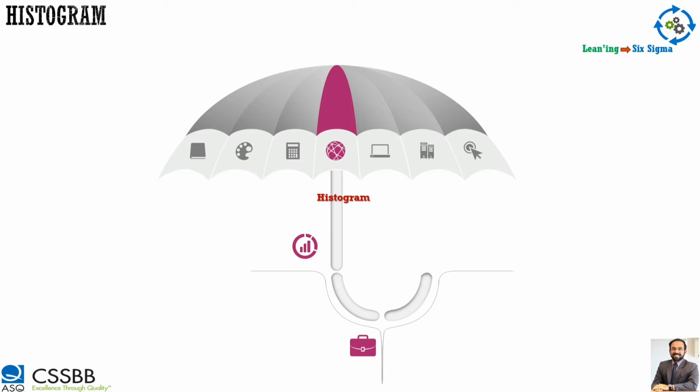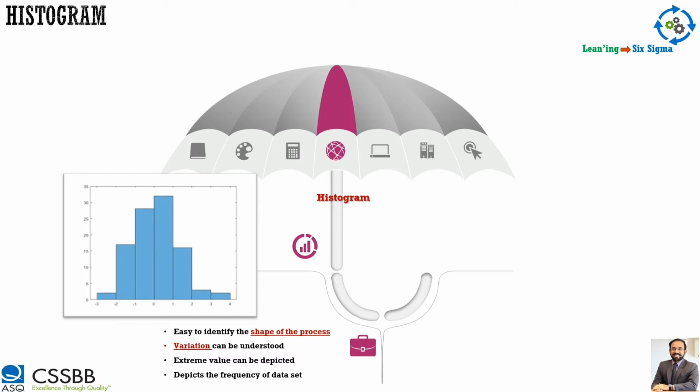Let's look at the next one, histogram. I have used the same set of data that I showed you during the control chart, and histogram gives you more. A control chart cannot show the shape of the process. Histogram shows the shape of the process, whether it is perfectly symmetrical. Symmetrical means the central point has a lot of data points, and on either side you will find a smaller amount of data. The variation can be understood, and extremes can also be depicted, but not as much as in a control chart. Primarily, histogram helps you understand the shape of the process. Is it skewed, left skewed, or right skewed, or perfectly symmetrical? How the process behavior is visually.